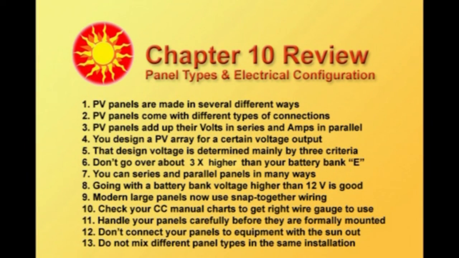Let's review Chapter 10. Panel types and electrical configuration. Photovoltaic panels are made in several different ways, and you may be using any of those types of panels. Photovoltaic panels come with different types of connections. Photovoltaic panels add up their volts, that's voltage, or E, in series wiring, and amps, or current, wired in parallel. You design a photovoltaic array for a certain voltage output.